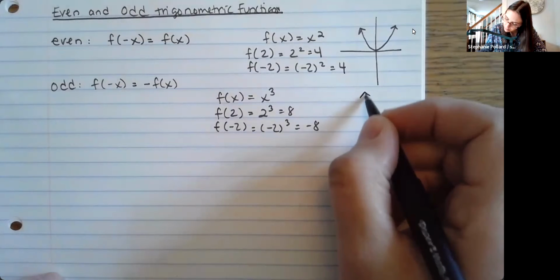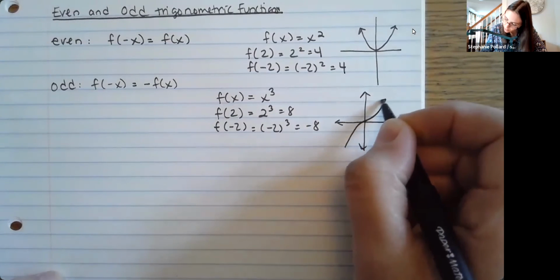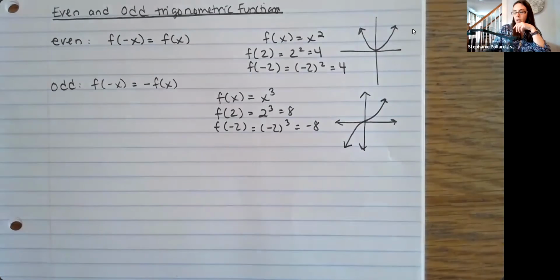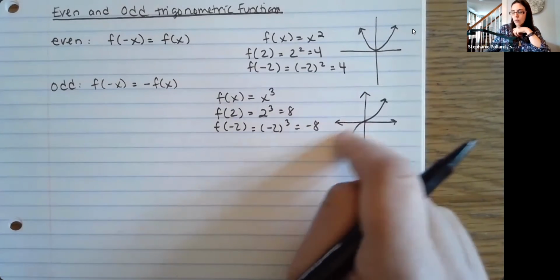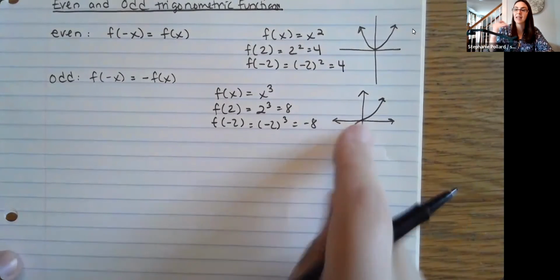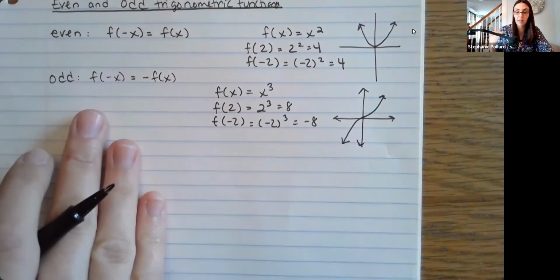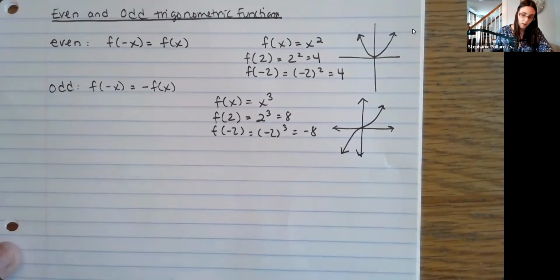And for symmetry, this is symmetric with the origin. So you kind of have this diagonal symmetry. It's almost like a double flip, or it's a 180-degree rotation around. So you do have symmetry, but it's more of a diagonal one in nature. So trigonometric functions can have even and odd properties as well.